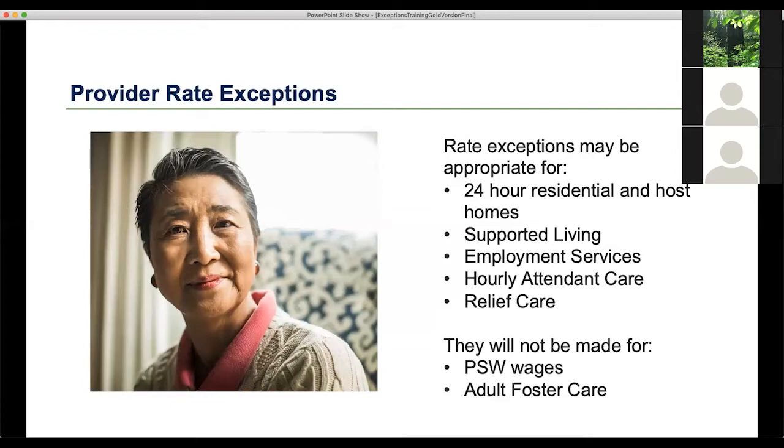So we do not have provider rate exceptions for PSW wages or adult foster care. And this is because those rates are collectively bargained and subject to that agreement. So we can't make exceptions to those.